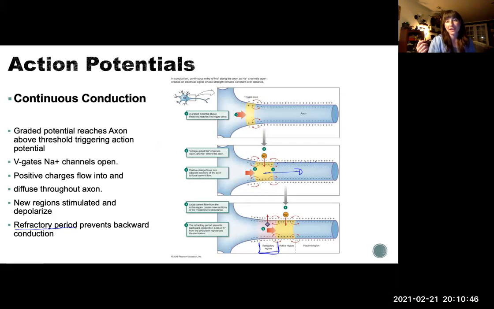The refractory period is a simple fact of physics, but it is also extremely important because it allows for that signal to not go the wrong way. As long as you have a refractory period following the signal, those voltage-gated channels can't open in the wrong direction. That would be terrible, right? So the refractory period keeps that signal going in one direction, which is really important.